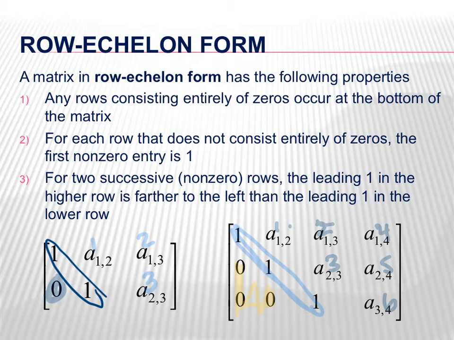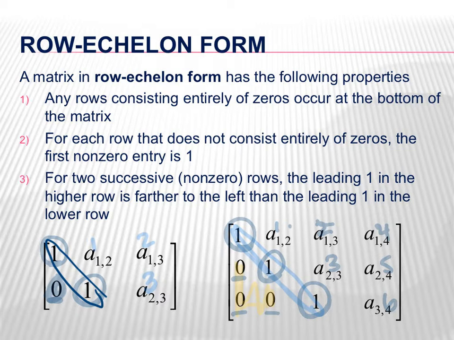And then for each row that does not consist entirely of 0s, the first non-zero entry is 1. So if I'm moving from left to right, the first number I hit that's not 0 has to be 1. So notice this is 1, this is 0, but this is 1. This is 1, this is 0, but this is 1, 0, 0, this is 1. So that's where that diagonal of 1s comes from.